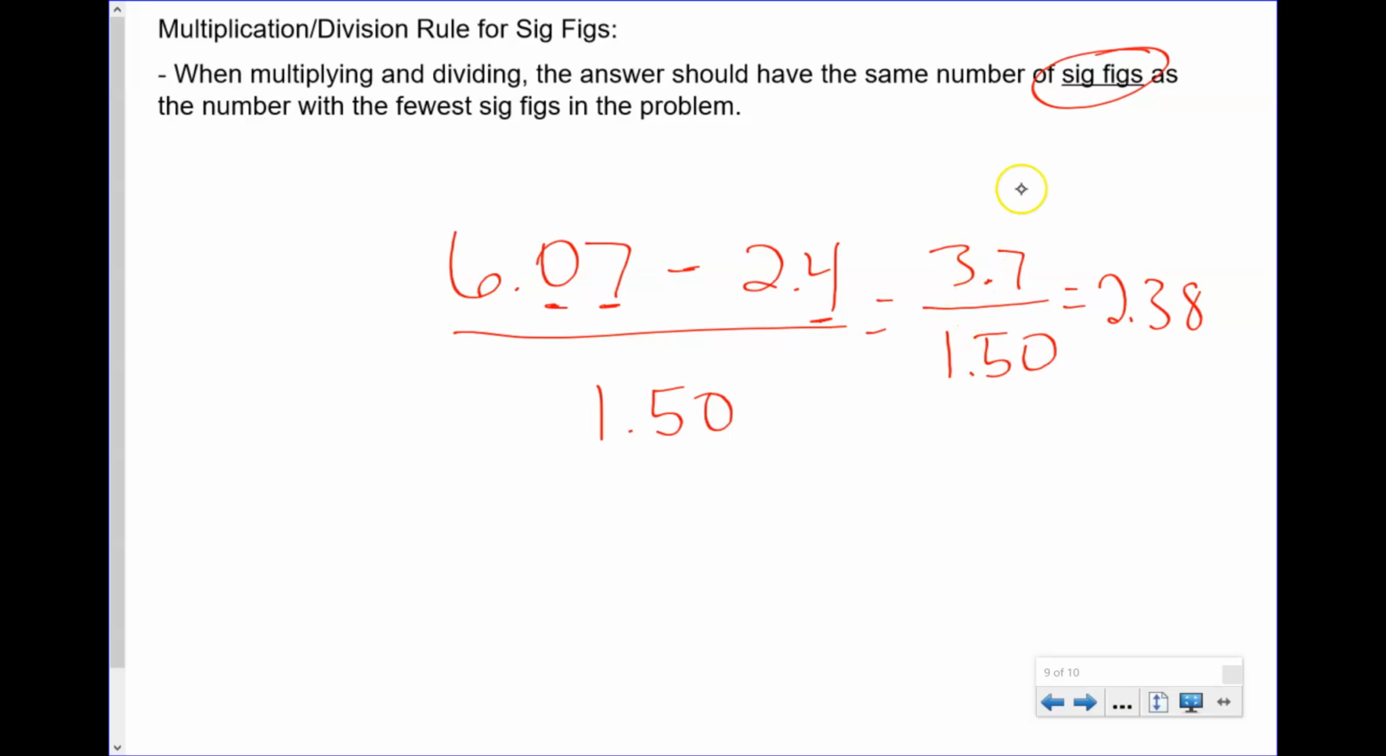So when I look at the problem, 3.7, there's 2 sig figs. 1.50, there's 3 sig figs. So that means my answer has to be rounded to 2 significant figures. So the 2 is significant, the 3 is, so I look to the right, and that 8 tells me that the 3 has to bump up to a 4. So my technical answer, including all sig fig rules, is 2.4.